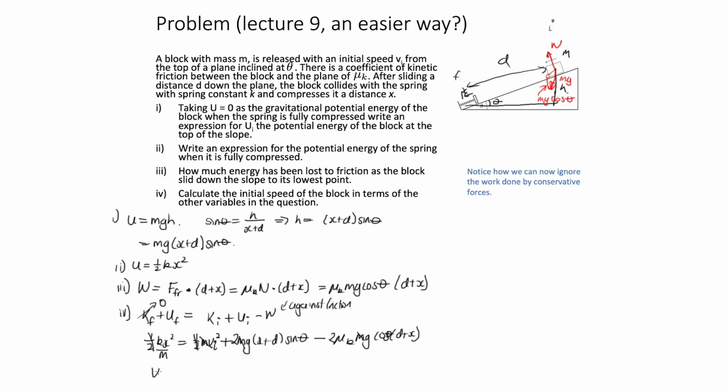Okay, so my initial velocity squared is equal to kx squared on m minus 2g (x plus d) sine theta plus 2 mu k g cos theta (x plus d). And then to find the initial velocity, I just need to take the square root of that. So rather than writing this out again, I am now going to proceed to take the square root of that. And this is, in fact, exactly the same term as we came up with in the problem at the end of lecture 9. But I think that this way was a lot easier. There was a lot less working to get it this way.